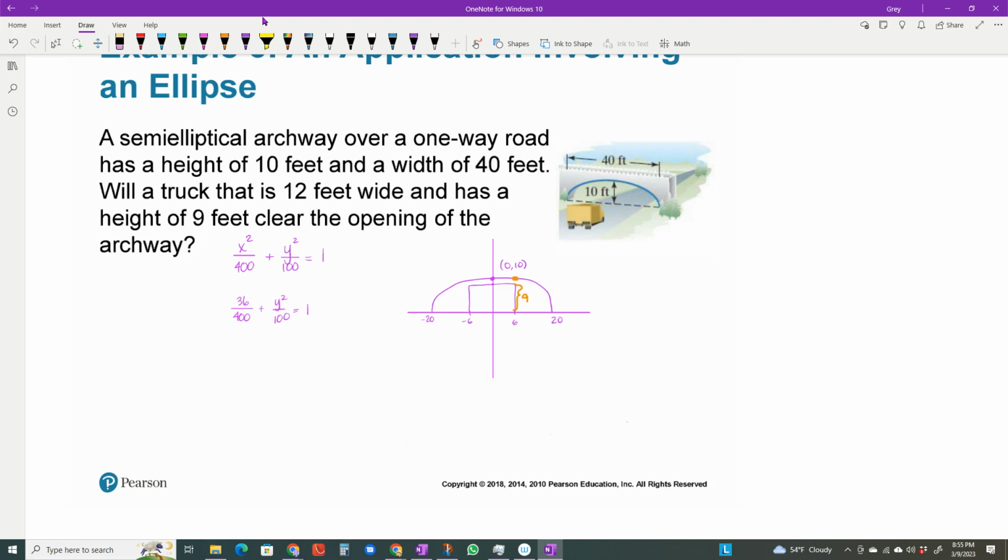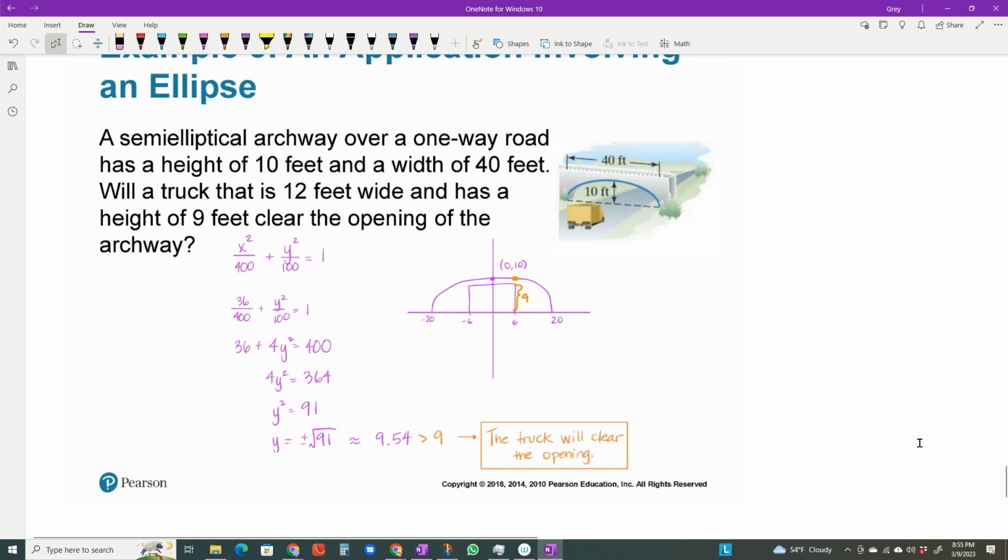Squared, that's how I get 36. I don't like my fraction, so I'm going to multiply by 400, which is going to give me 36 plus 4y squared equals 400. Subtract 36, divide by 4, and take the square root. And the square root of 91 is 9.54, which is greater than 9, and therefore the truck will clear the opening. So that is the end of the ellipse.